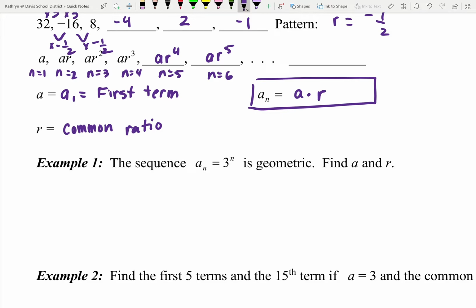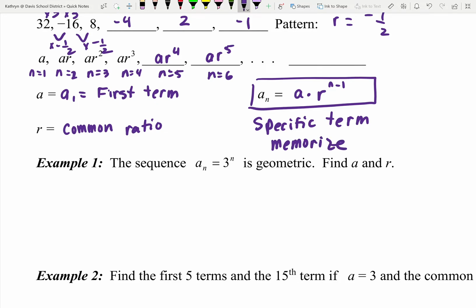So tell me what about that r. What do I do to it? I raise it to the, tell me, n minus 1. Awesome. That's the formula. Okay? You use that formula when you're looking for a specific term. You have to memorize that. Write that down. Memorize.